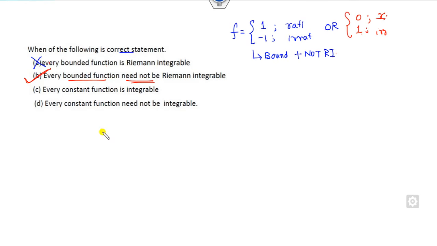Every constant function is Riemann integrable. That's true, because every constant function is a continuous function and every continuous function is Riemann integrable. Saying every constant function need not be Riemann integrable is a wrong statement. B and C are the correct answers.